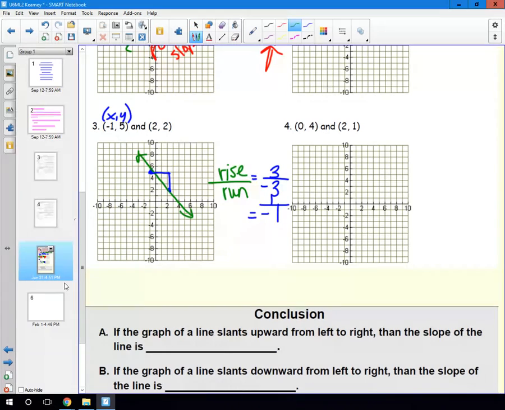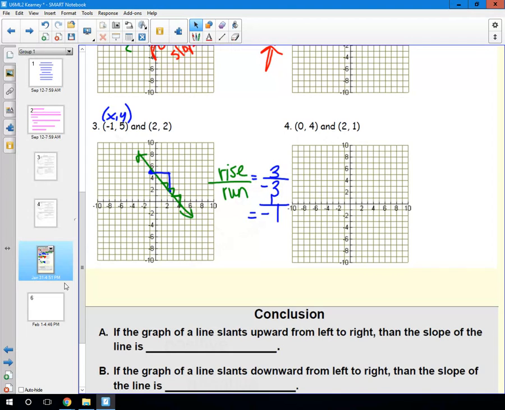Okay? So let's just check. That means we could go up 1 over 1, up 1 over 1, up 1 over 1. That's right. Perfect.